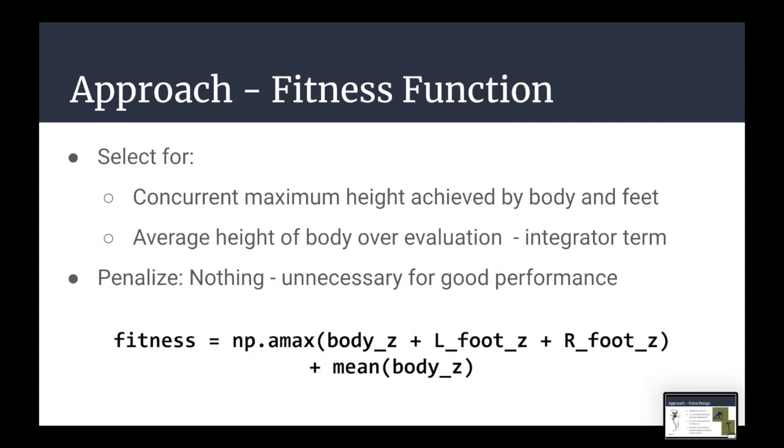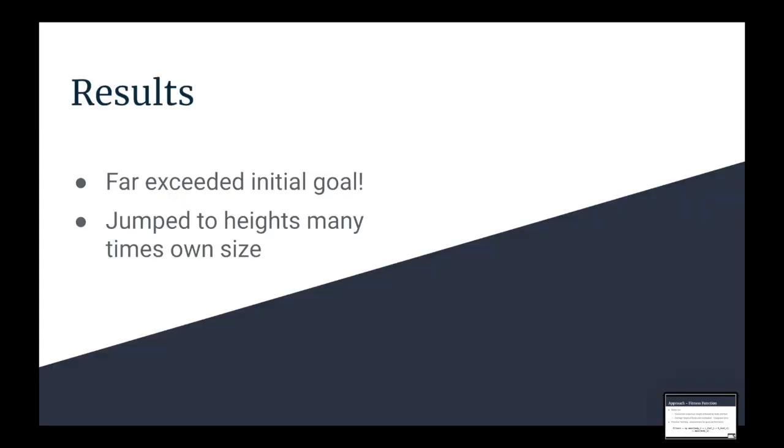In developing the fitness function, I selected for the maximum height achieved by both the body and its 2 feet concurrently, which is why they're both inside that maximum term, as well as the average height that the body achieves. This worked fairly well. Came up with some pretty pleasing results. It jumps far above what it could.